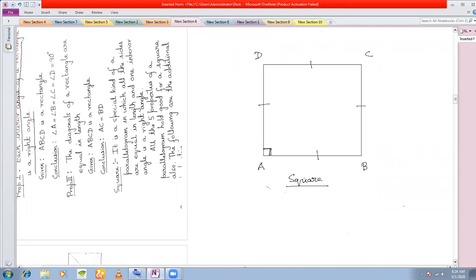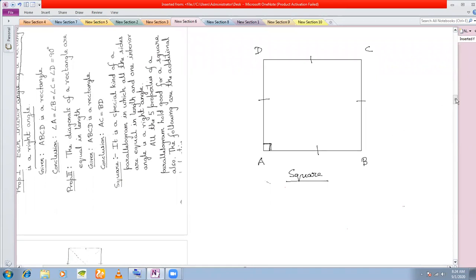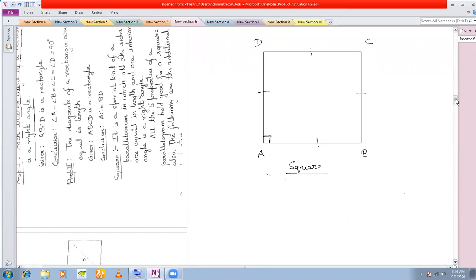Okay, remember the definition. Definitions are very important. If you remember the definitions, you'll be able to work out the problems also. So what is a parallelogram? A parallelogram is a basic figure on which all the figures are built. Okay, the parallelogram. What is a square?